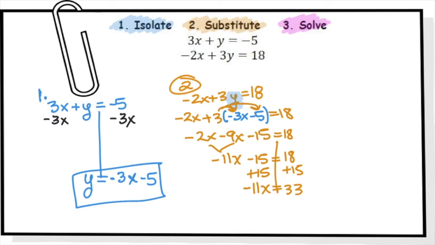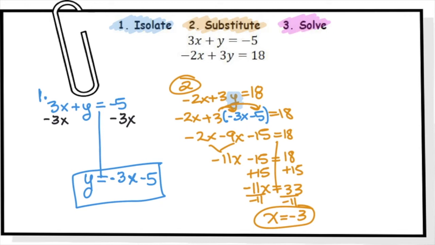At last, I need to cancel my negative 11. How? Dividing. Divide by negative 11, divide by negative 11. X equals negative 3. So here I have my x value. I am yet to find my y value, but I'm going to move now to my last step, which is solve. This equation will guide me straight to the y value because it says y equals negative 3x minus 5. But now that I know x, I can substitute there and solve.